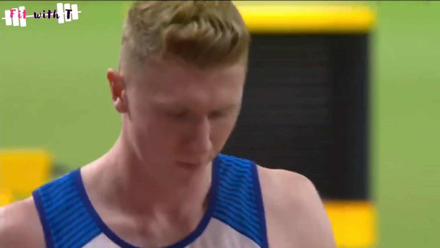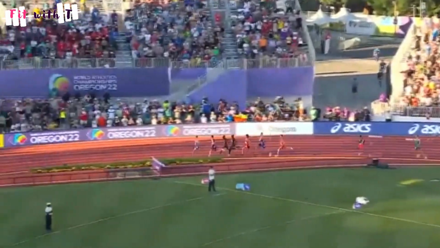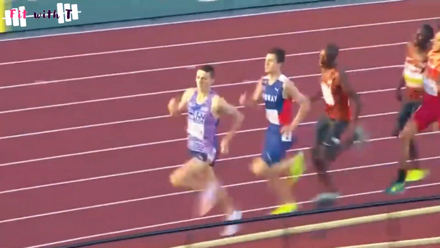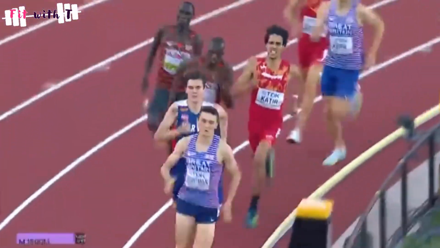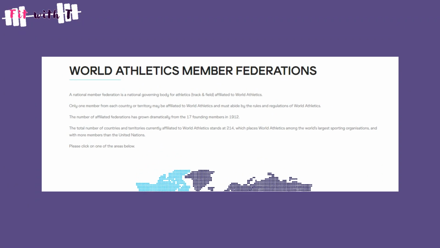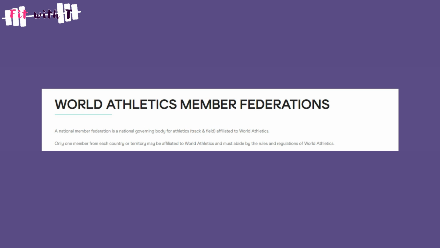These teams may also include athletes from the British Crown dependencies, because in order to compete at the World Athletics Championship, your country or territory must be affiliated to World Athletics, formerly the IAAF. And in the words of World Athletics, a national member federation is a national governing body for athletics, track and field, affiliated to World Athletics. Only one member from each country or territory may be affiliated to World Athletics and must abide by the rules and regulations of World Athletics.